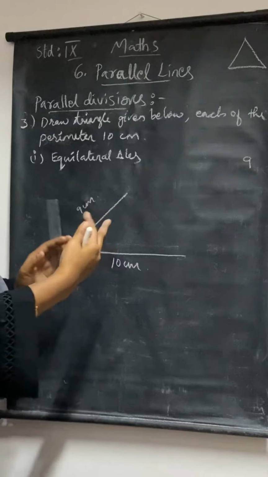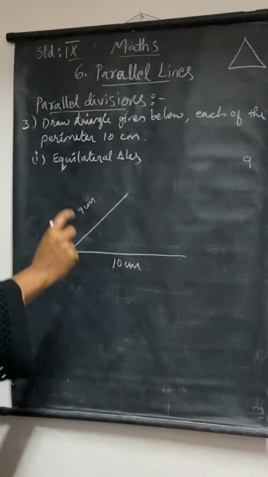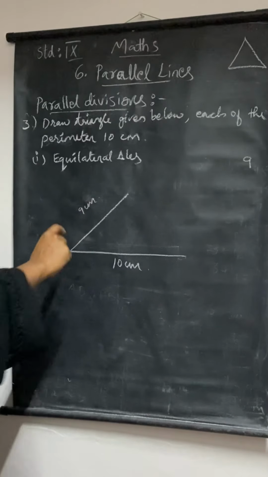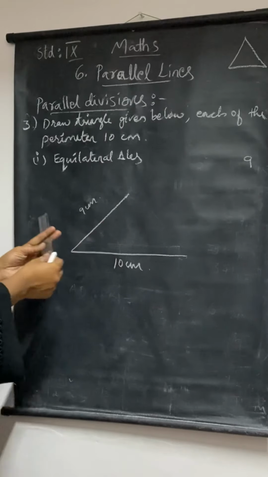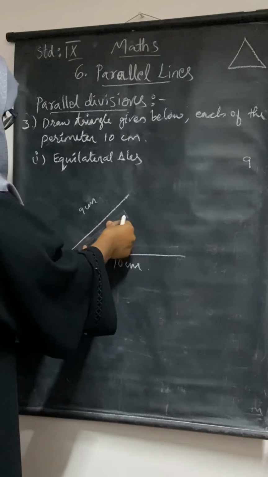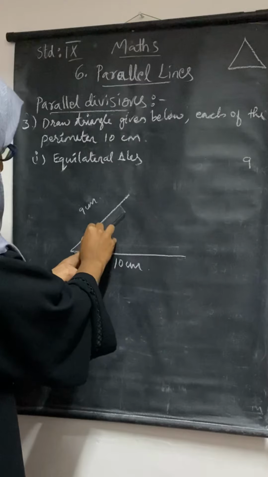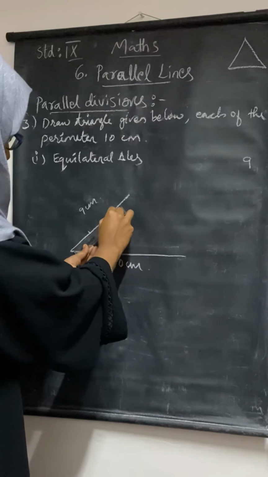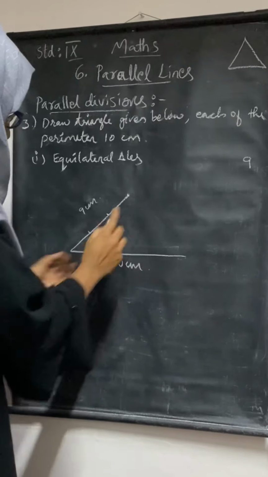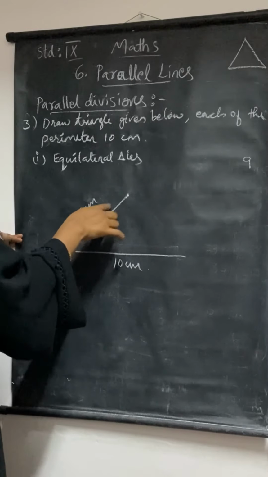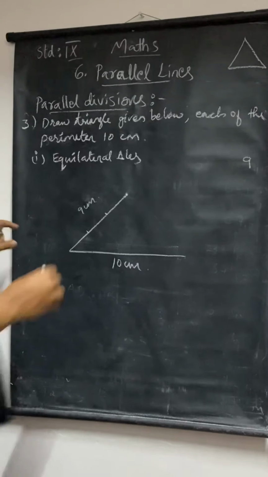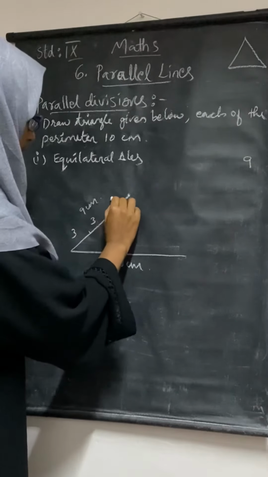How can you divide it in 3 parts? That is 3, 3, 3. 3 threes are 9. So you can divide it 3, 3, 3, no? First you mark the first 3, then the next 3, and the last 3. So 3 plus 3, 6, 6 plus 3, 9. Like that, you can divide equally. You can write here 3, 3, 3.